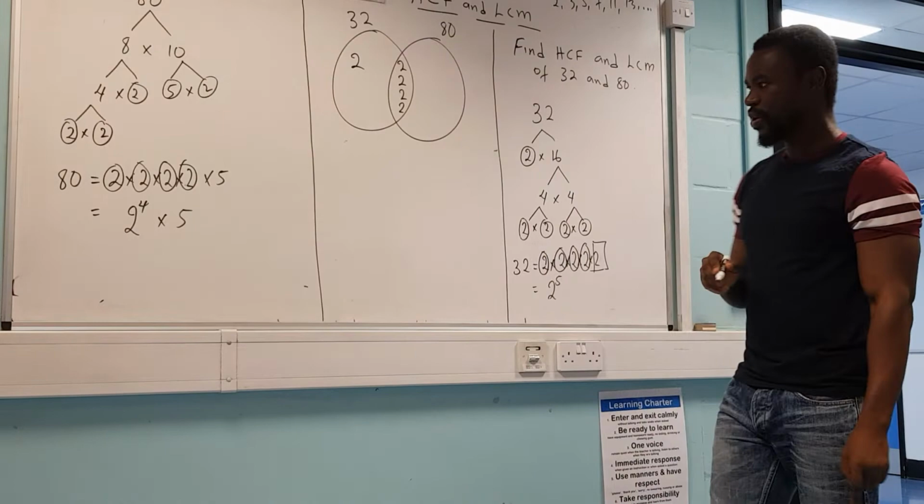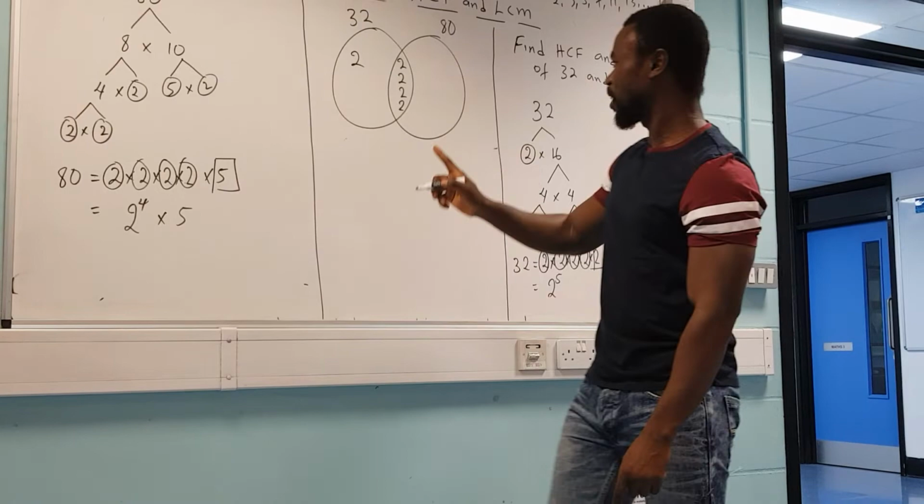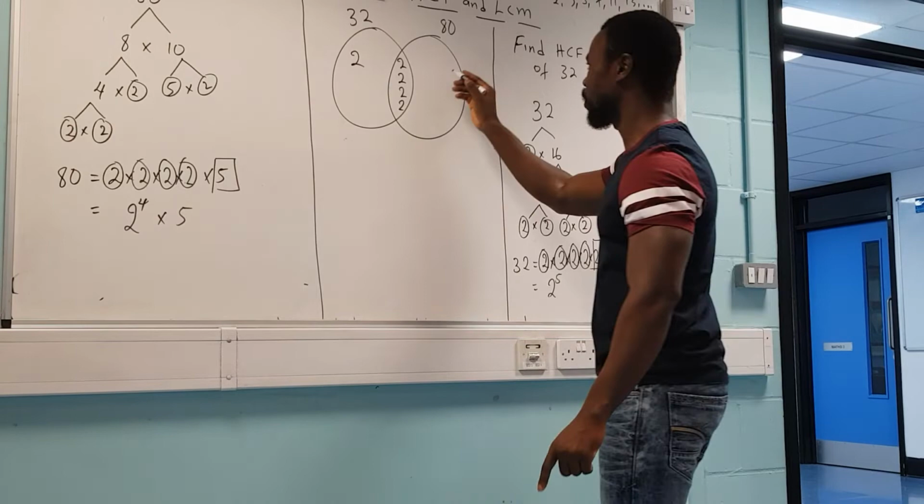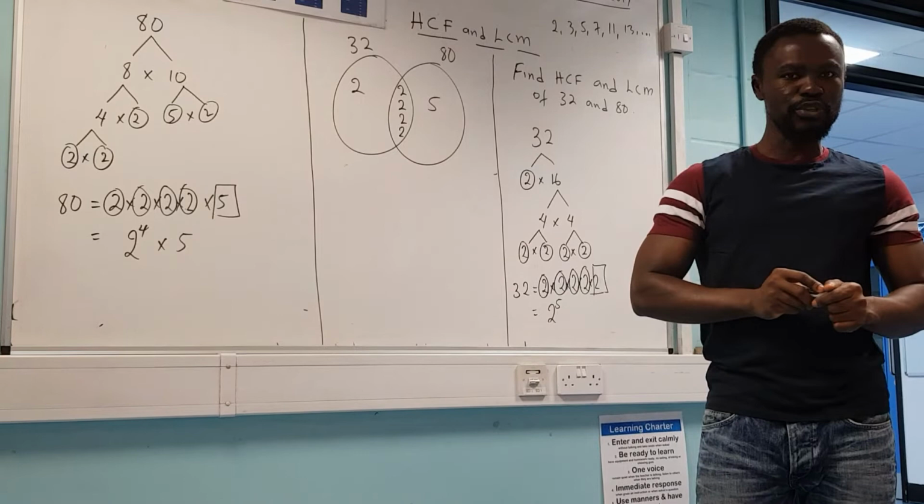Then we go to the 80. We have 5 left, which is in the box. That cannot go in the middle because there is no 5 on the 32. So that goes on the side of the 80. Once you've been able to do this, then your work is almost solved.